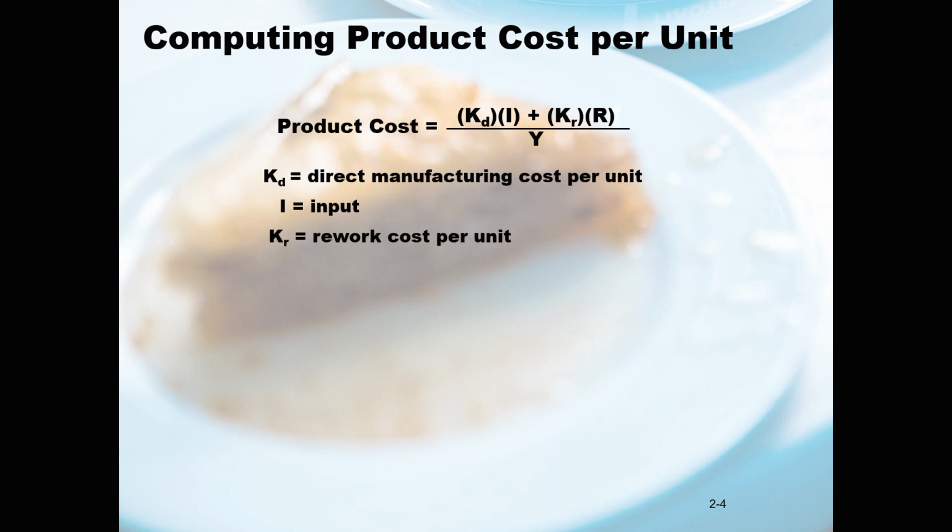K sub R is going to be the cost to rework those units, or rework the units that did not come through the process the first time and meet quality specifications. R is going to be the number of reworked units. Y is going to be our yield.